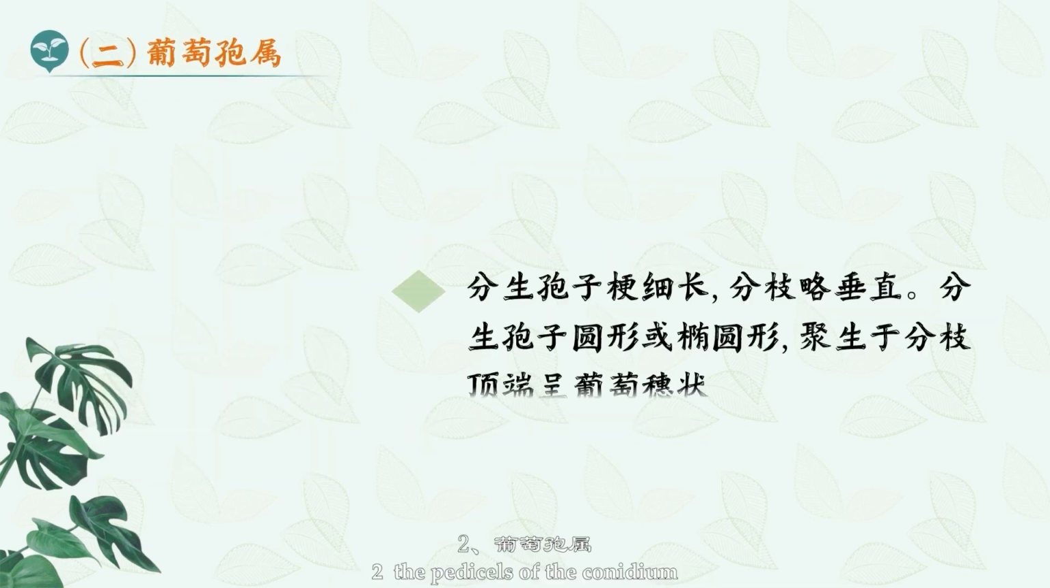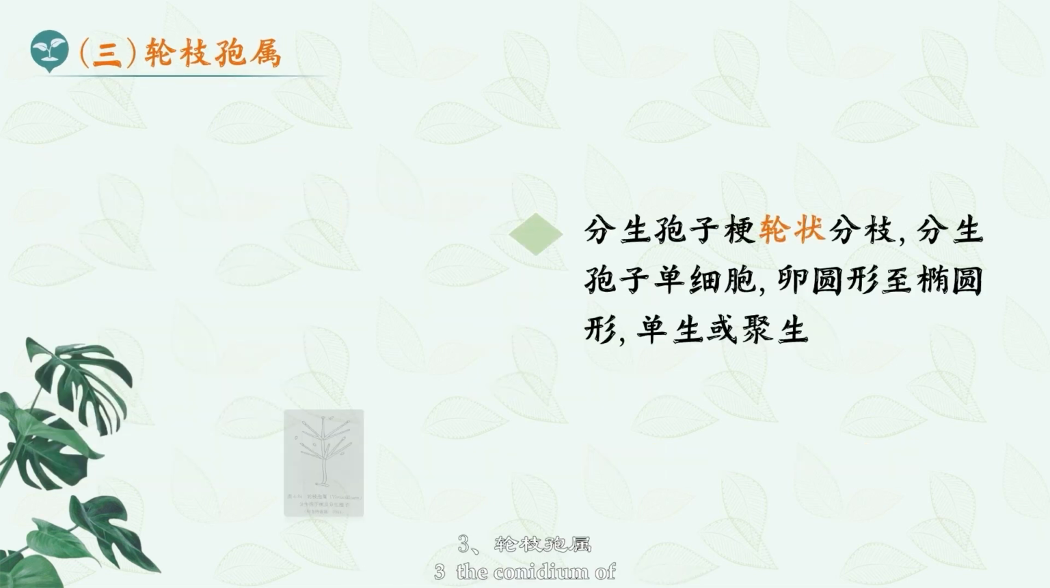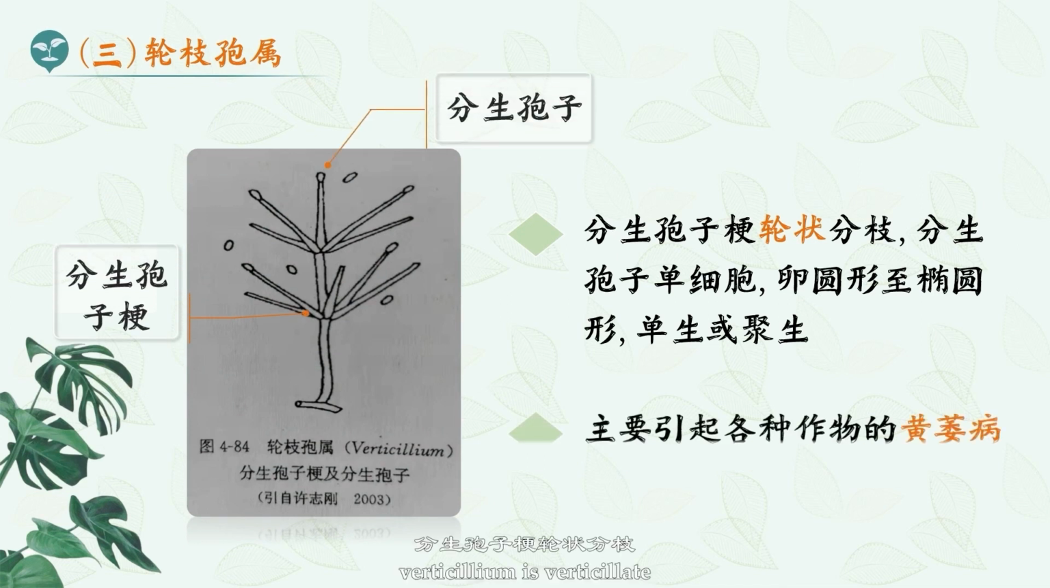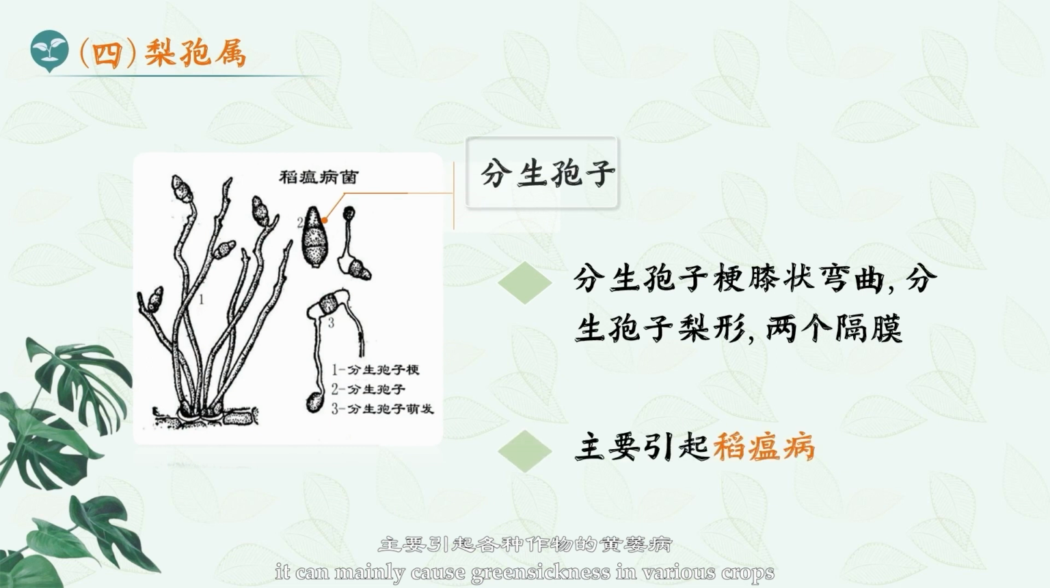2. The pedicels of the conidium of Botrytis are slender, and the branches are slightly vertical. The conidium is round or oval, aggregated at the tips of the branches, in the shape of a grape spike. It can cause gray mold of tomato and chocolate spots on broad beans. 3. The conidium of Verticillium is verticillate. Conidium is unicellular, ovoid to oval, solitary or aggregated. It can cause mainly wilt in various crops.